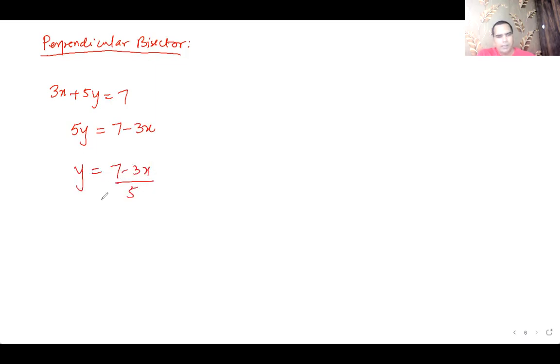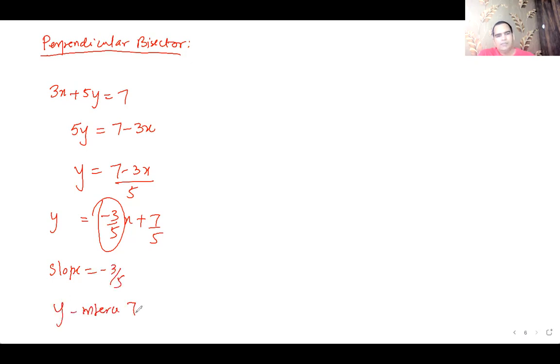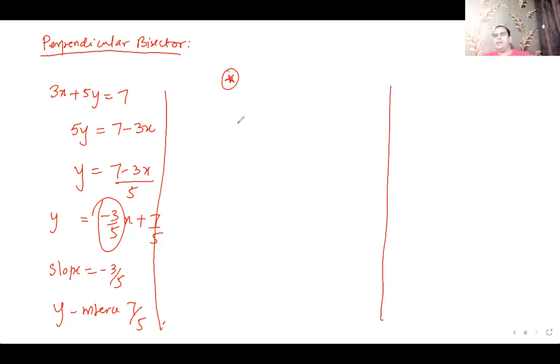So if I make y the subject and isolate each term, it will be negative 3/5 x plus 7 over 5. So the slope of this line is negative 3 over 5, and the y-intercept is 7 over 5. So this skill is required. There are questions which will definitely use this. So now first let's take an example where you have to find the equation of a parallel line and a perpendicular line.